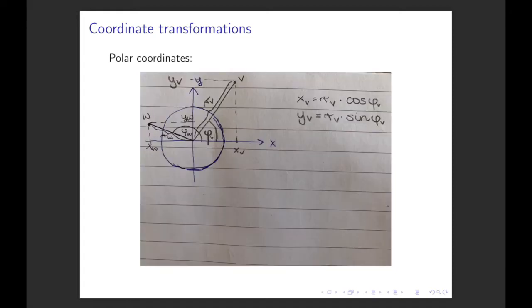How do I go from polar coordinates to my standard Cartesian coordinates? This is a coordinate transform, and how do I get that? Well, we know that the x-coordinate of v is r_v, the length of v, times the cosine of the angle between the x-axis and v, and the y-coordinate is the vector projected on the y-axis, that is the length of the vector, so r_v, times the sine of the angle.